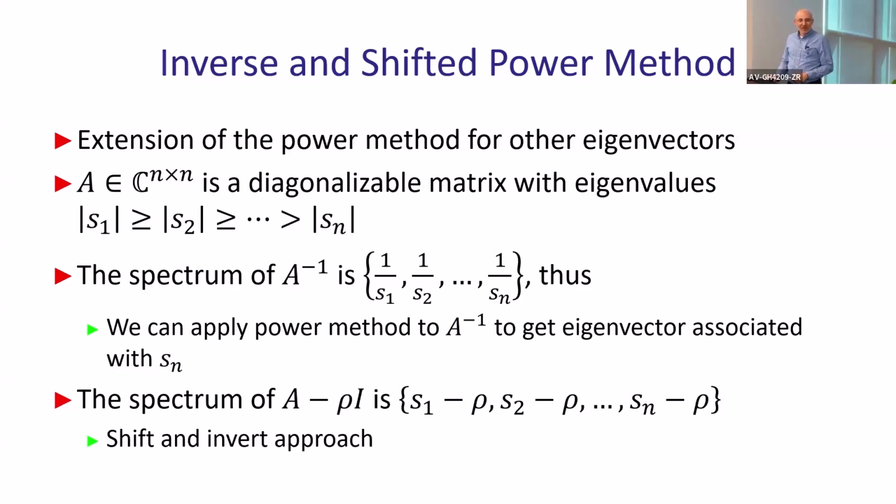Why? Because what it means to be closest to rho, you cannot use the power method anymore, because this will not be the largest one. It will be the closest to 0. If your eigenvalue is very close to rho, the difference between s_i and rho will be as close to 0 as possible. So you need to use the inverse method here to compute all of these eigenvalues with rho.